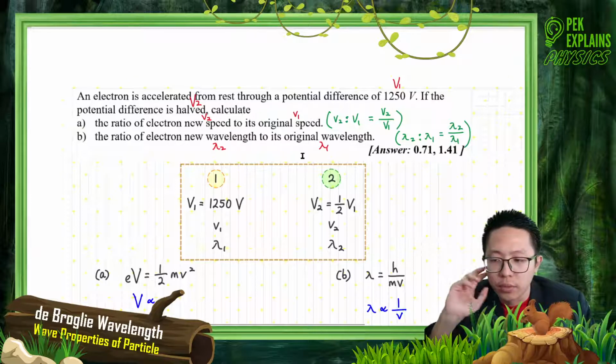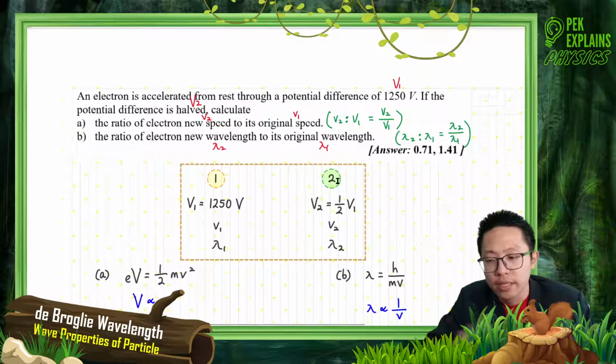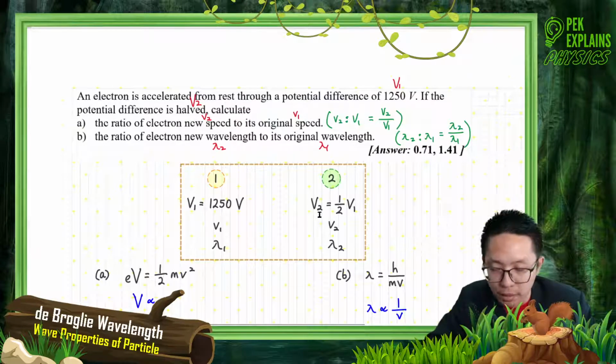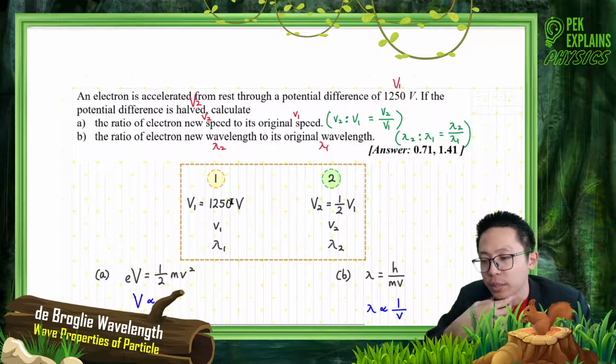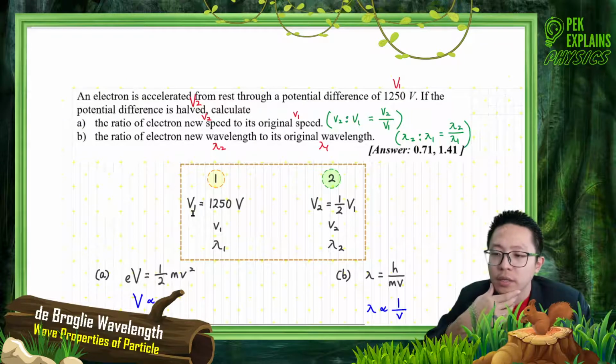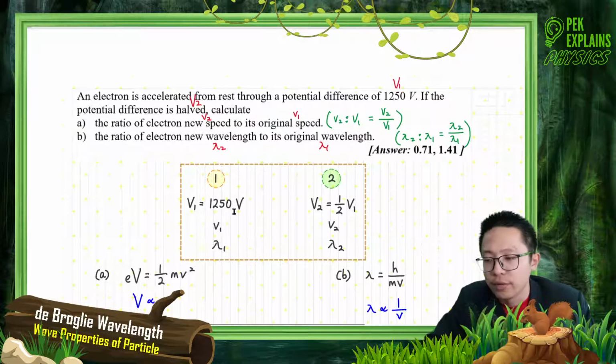For this, we have two situations, situation 1 and situation 2. I like to divide into two columns and gather the information there, so the work is more systematic. So we have condition 1 and condition 2. Just write down all the information provided. V1 is 1250 and V2 is half of it.